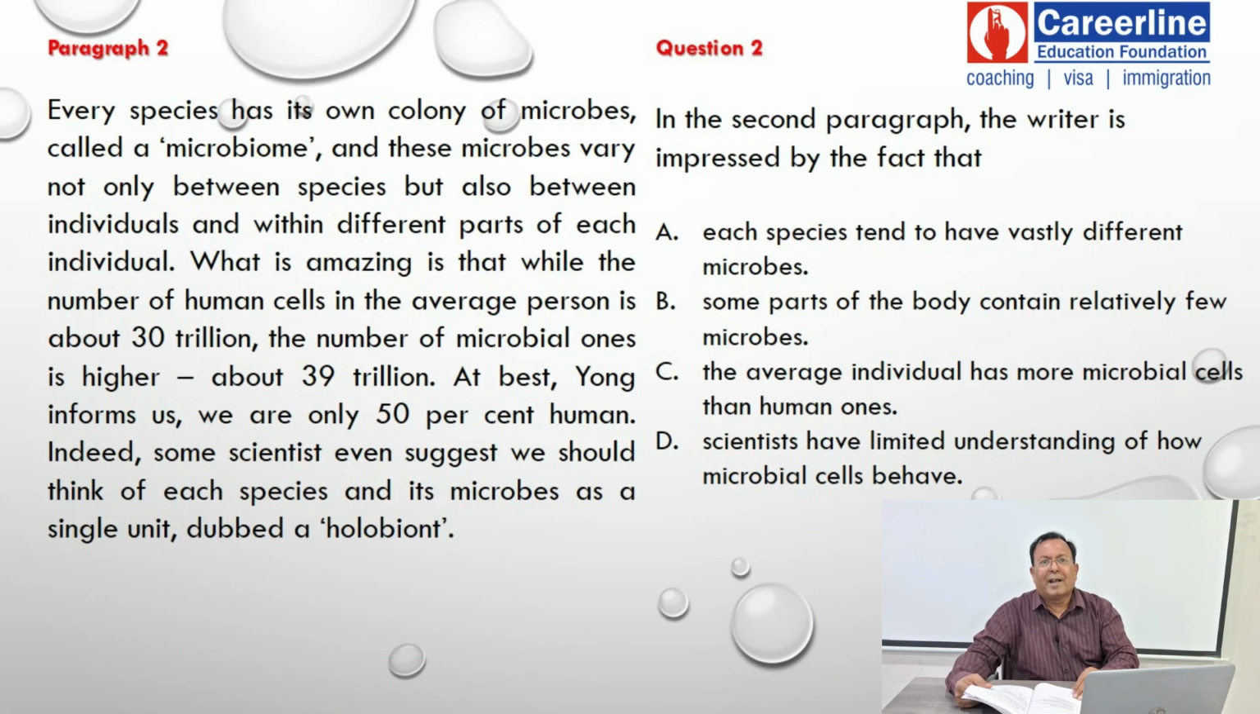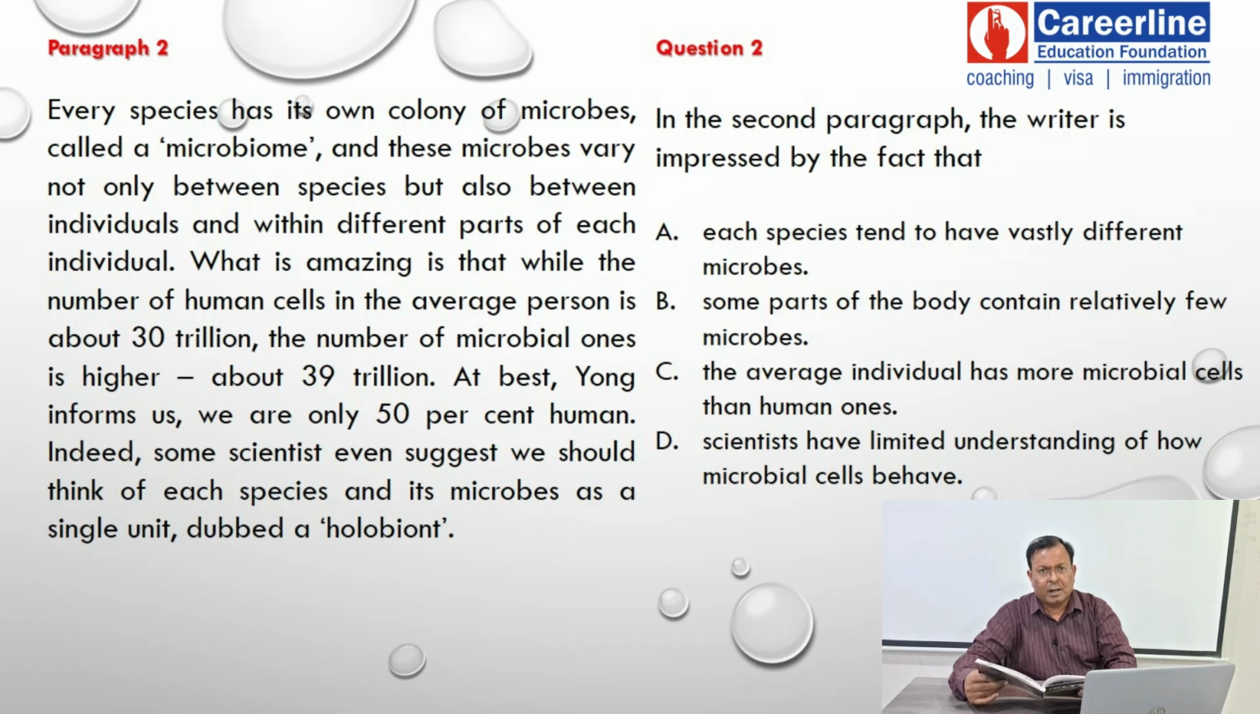This way we can eliminate the wrong options and the right option will obviously come out. Looking at the second question, before that we need to read the second paragraph also. The paragraph is on your screen and the question is also on your screen. So now let us read the paragraph together. Every species has its own colony of microbes called microbiome, and these microbes vary not only between species but also between individuals and within different parts of each individual. What is amazing is that while the number of human cells in the average person is about 30 trillion, the number of microbial ones is higher, about 39 trillion.